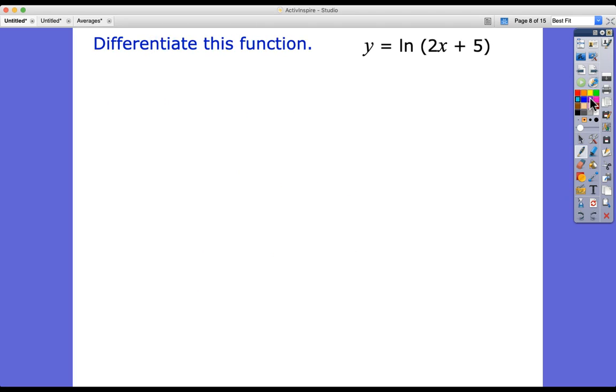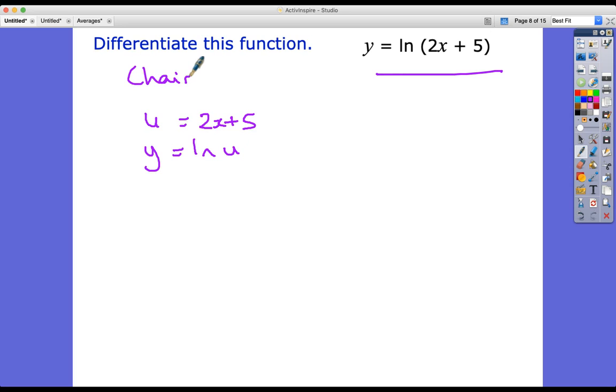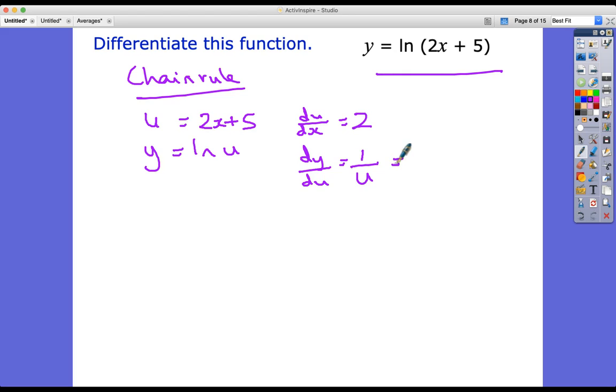Okay, differentiate this function. So if I've got this now, again, what I can see is a function within a function. My function within the function is 2x plus 5. And if I write y in terms of that, I've got ln u. So again, I'm using the chain rule here. All right, now let's investigate what happens if I start to differentiate these things. So I get 2, and I get ln u, so it'd be 1 over u. In other words, 1 over 2x plus 5.